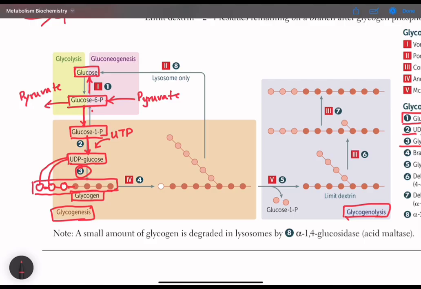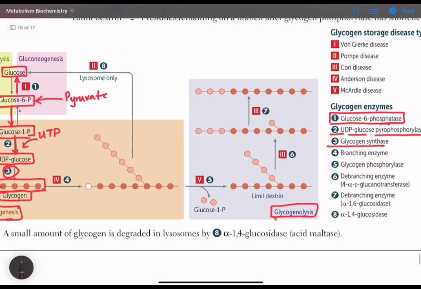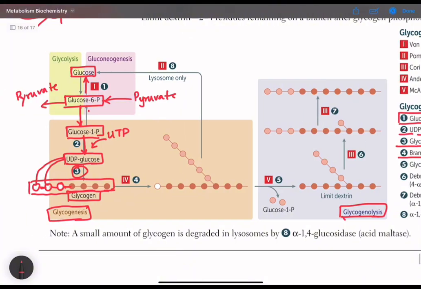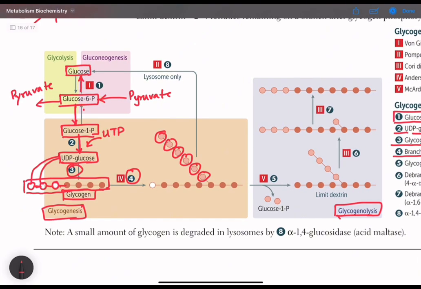But as we know, glycogen has branching too, so we have another enzyme known as the branching enzyme, which will add branches to it. So these branches are added by the branching enzyme. This was all about glycogen synthesis.